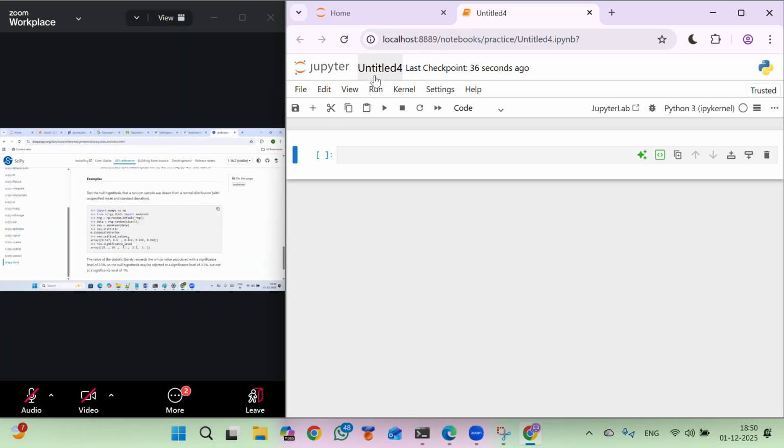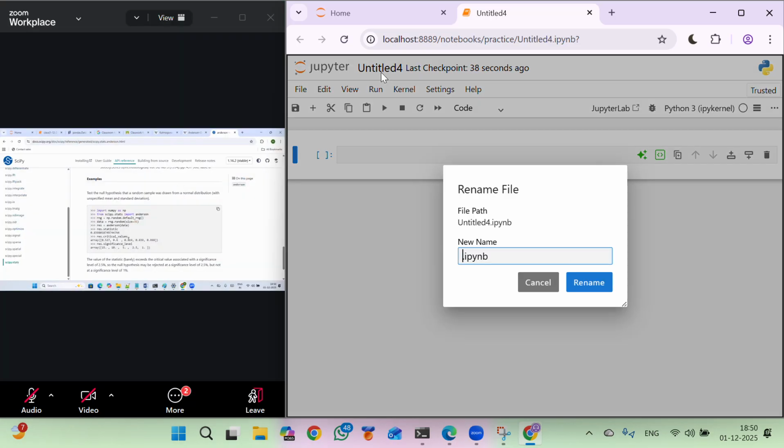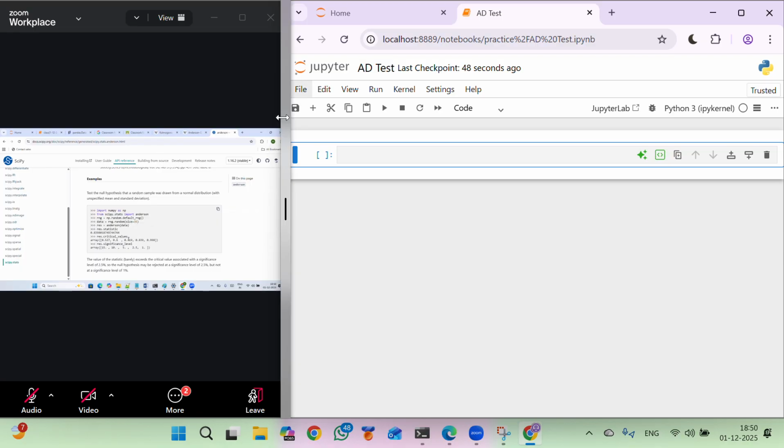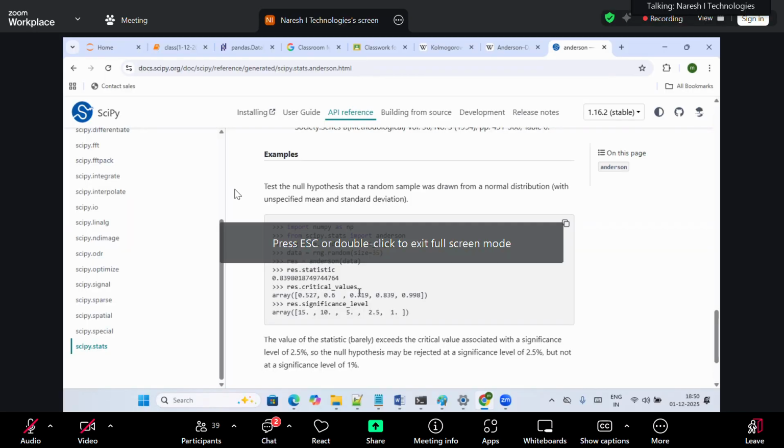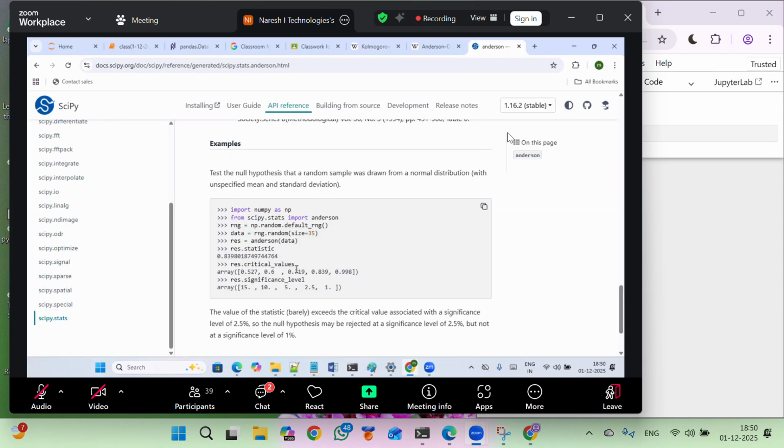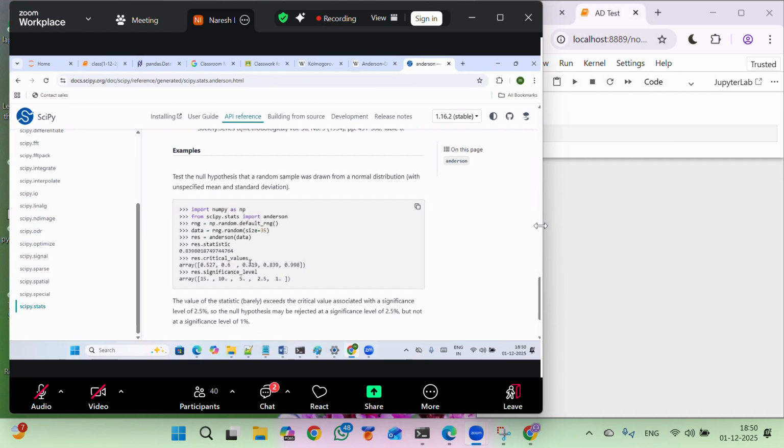So this is the critical value for each significance level. We are not considering here 0.05, guys. We are considering the critical value of the significance level to check whether the null hypothesis is accepted or rejected. So what answer are you getting? Is it getting accepted or rejected? Tell me.